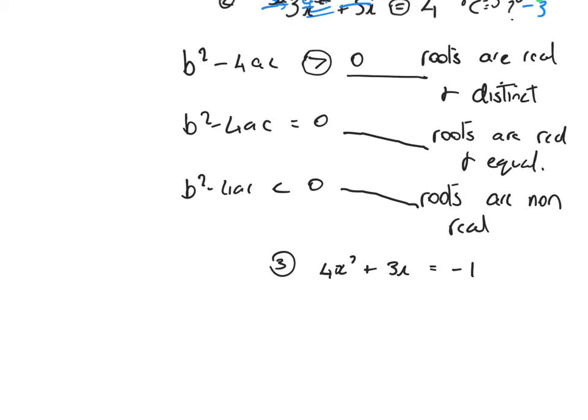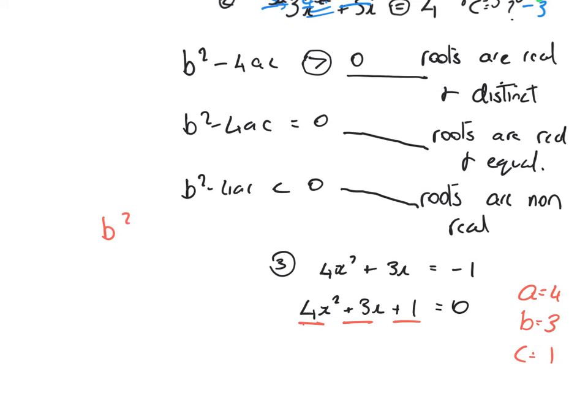Okay, first thing is we need the equation to be equal to 0, so we need to bring that minus 1 across and when it comes across it will become plus 1. 4x squared plus 3x plus 1 equals 0. There's A, 4. There's B, that's 3. And there's C, that's 1.